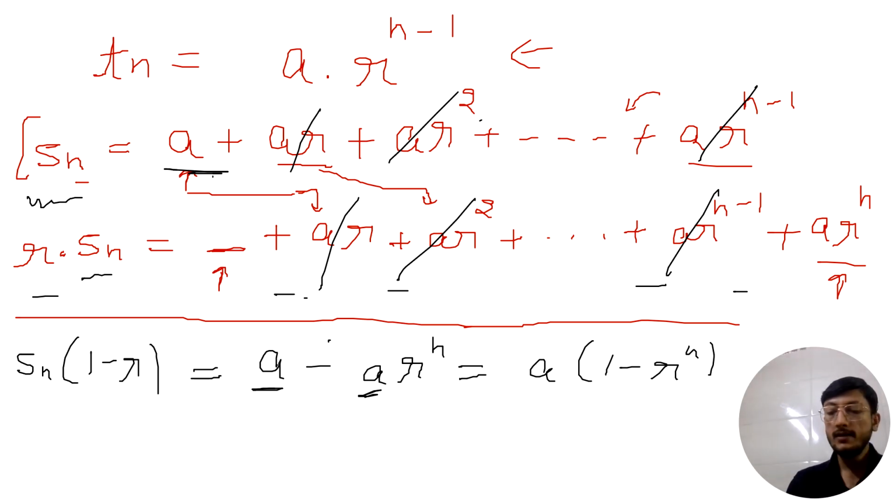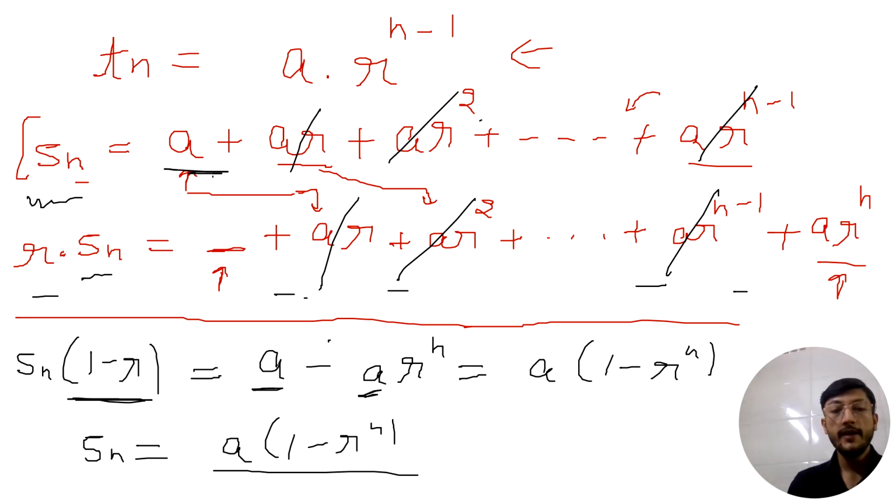So basically, what is left is Sn, and I take this term to the denominator. What is left behind? a(1 minus r^n) divided by 1 minus r. So this is the formula if I want to calculate the sum of a finite GP. I'm not talking about infinite, I'm talking about finite.